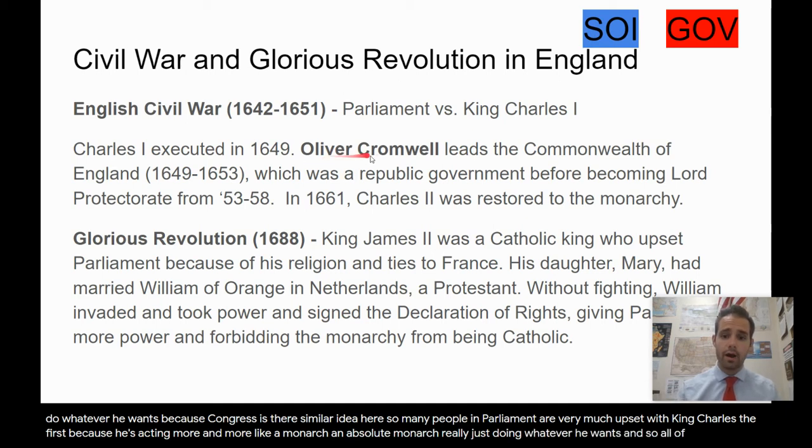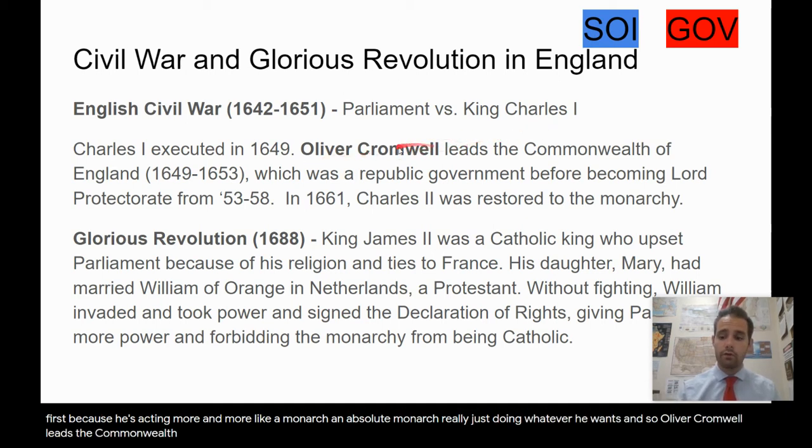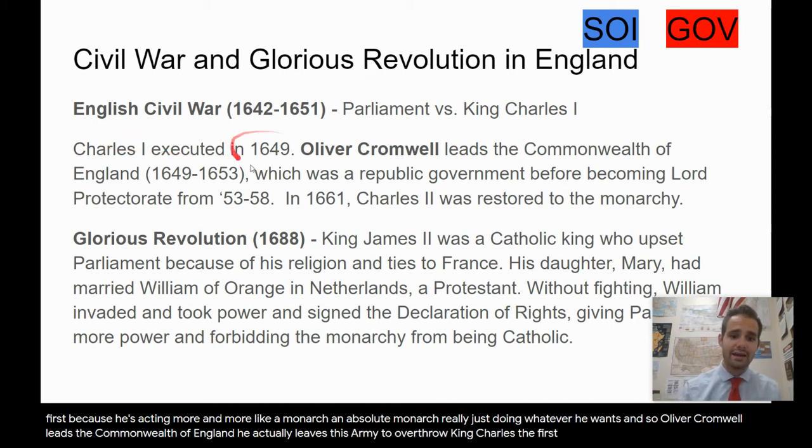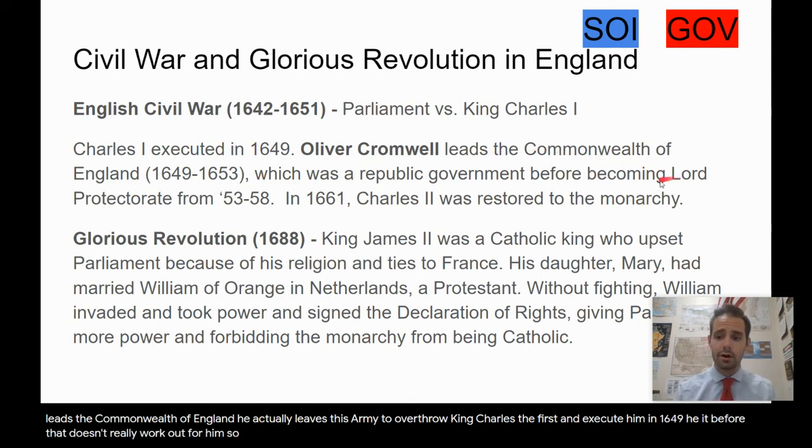And so Oliver Cromwell leads the Commonwealth of England. He actually leads this army to overthrow King Charles I and execute him in 1649. He then attempts to establish a republic government, before that doesn't really work out for him. So he becomes Lord Protector, which is pretty much a king, okay?